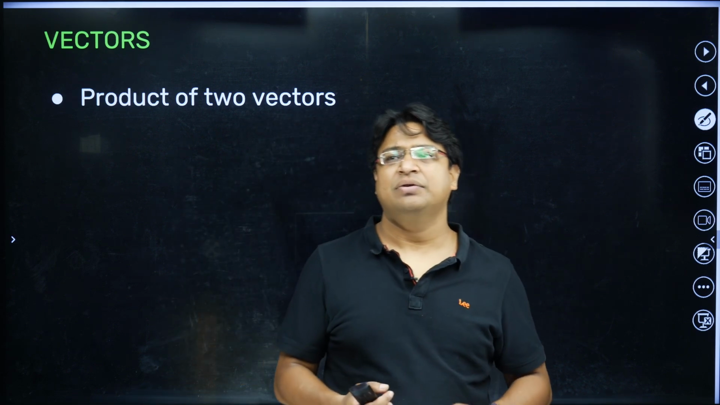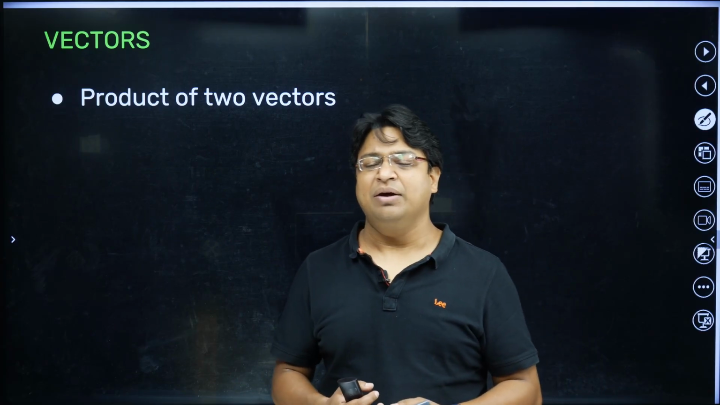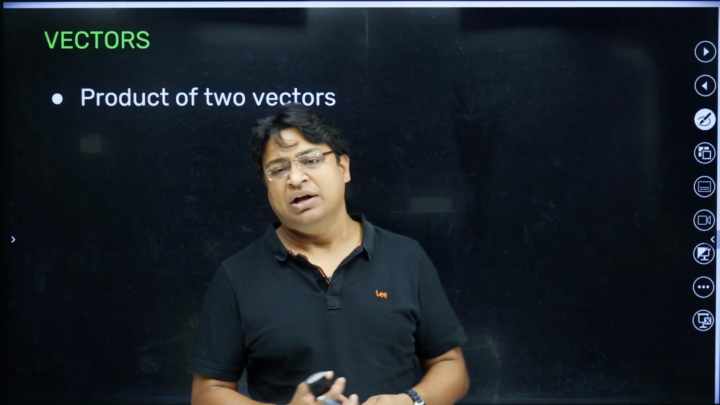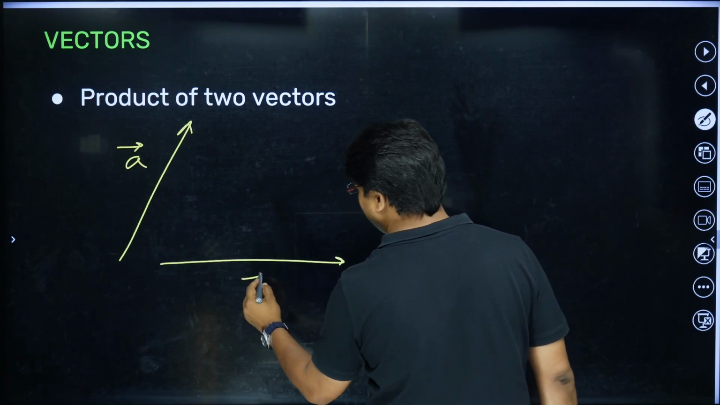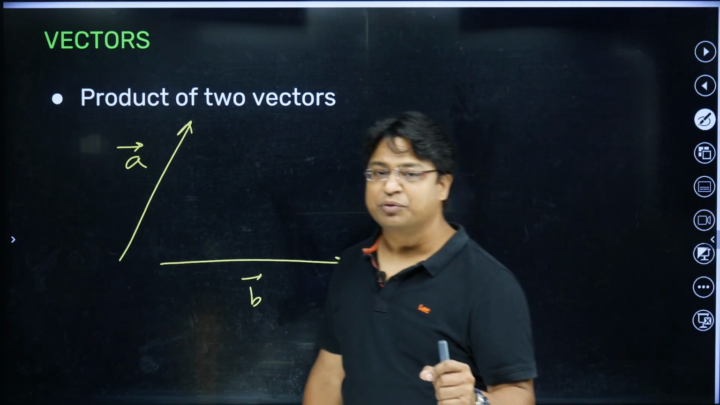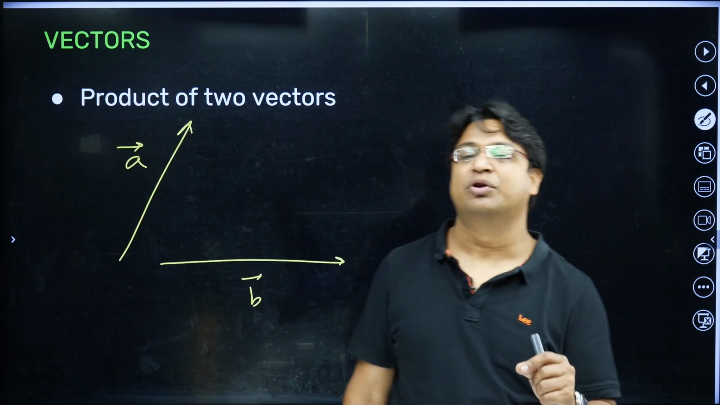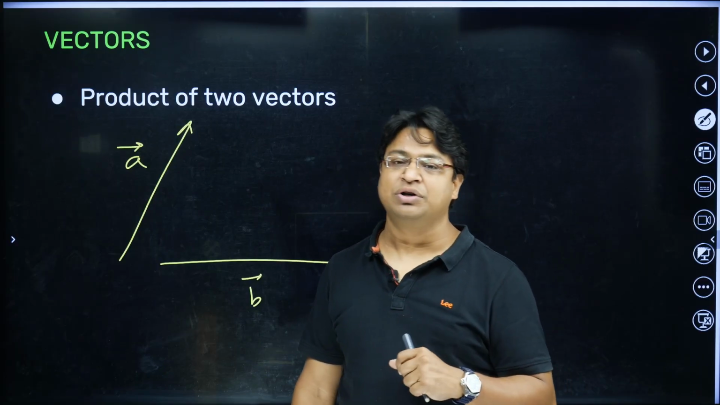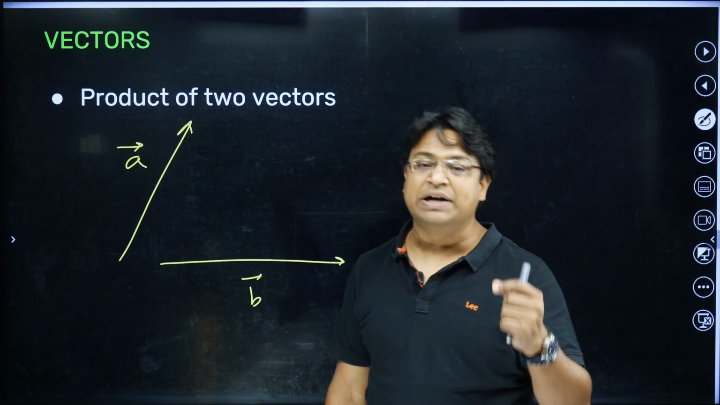When we try to multiply two numbers, let's say 5 and 4, we get the outcome as 20. But when it comes to vectors, there are two types of products that we have defined. Let's say there is a vector A and a vector B. If we want to multiply these two vectors, one type of product will give us a scalar output, and therefore it is called the scalar product of the two vectors. The other kind of product will give us a vector output, and therefore it is called a vector product. We have to study both kinds of products.